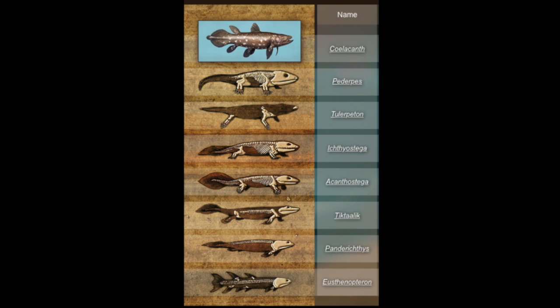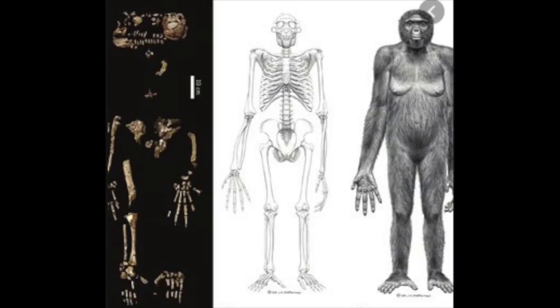This picture shows the lineage that the Tiktaaliks were actually the first connection between humans, other tetrapods, and all of that coming from fish. The other fossil is Ardi. This was a really significant fossil because it actually showed when our ancestors were.